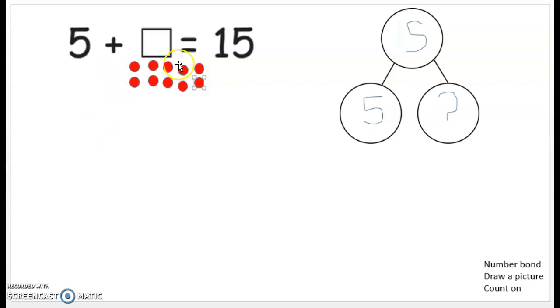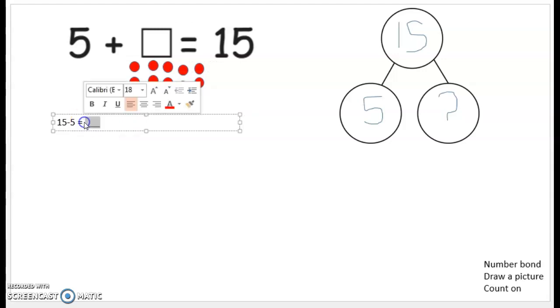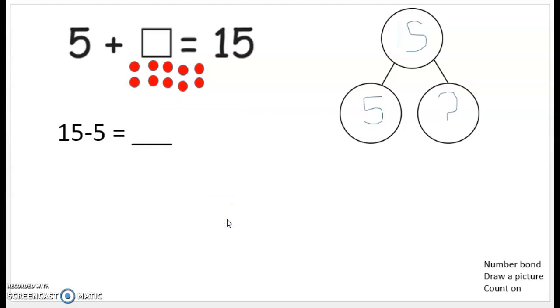We could also think about it as 15 minus 5 equals blank. Okay, so 15 minus 5. And here's where we could use our quick tens. 15 is 1 ten, 5 ones.